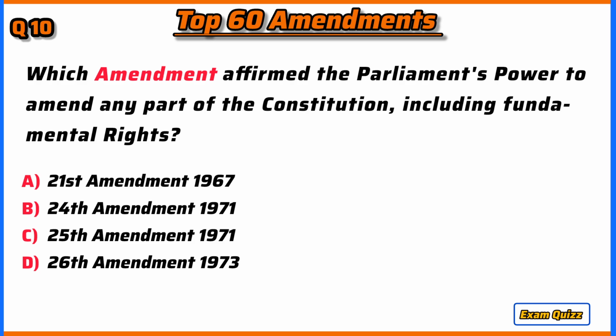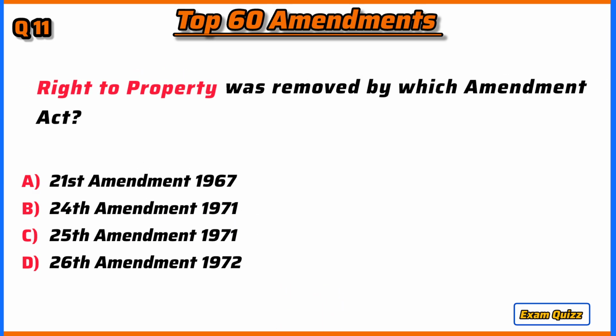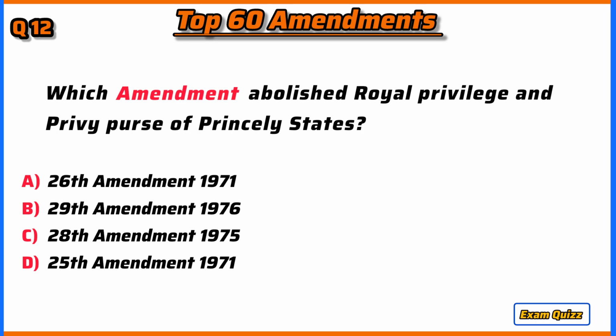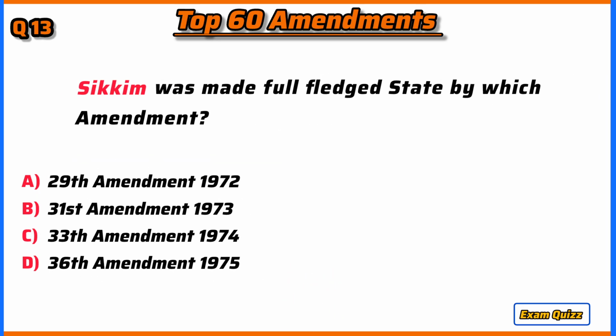Which amendment affirmed the Parliament's power to amend any part of the Constitution, including fundamental rights? Right to property was removed by which Amendment Act? Which amendment abolished royal privilege and privy purse of princely states? Sikkim was made a full-fledged state by which amendment?